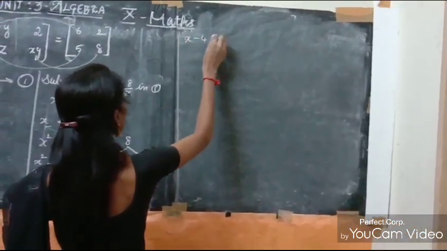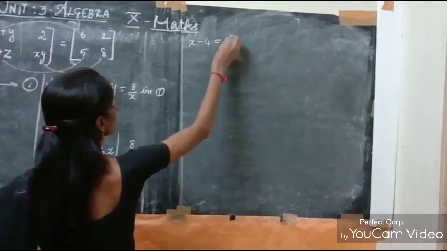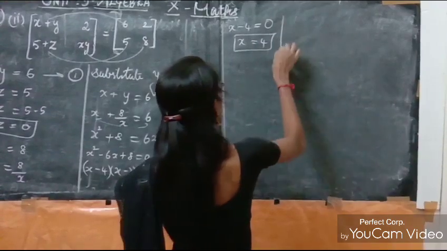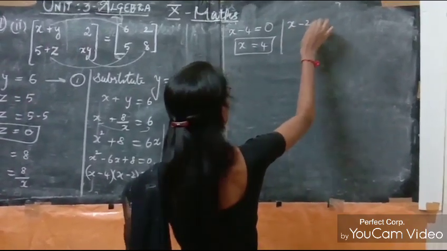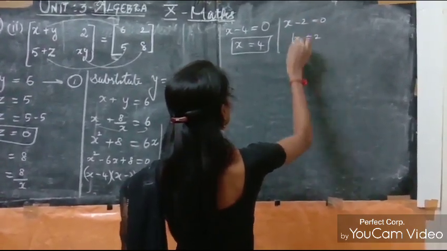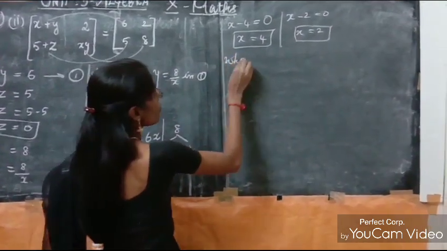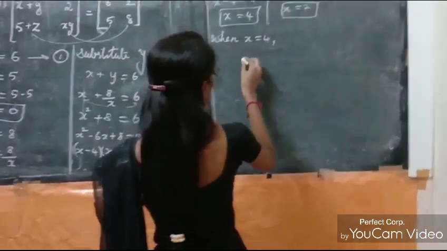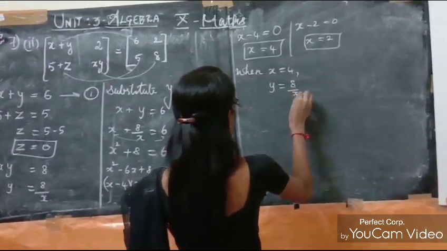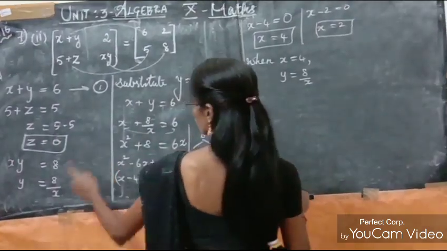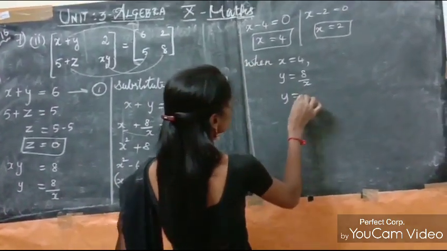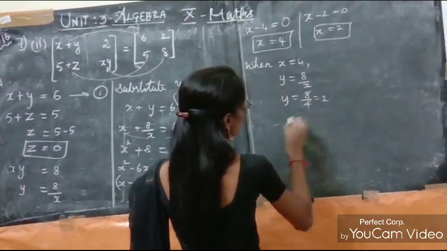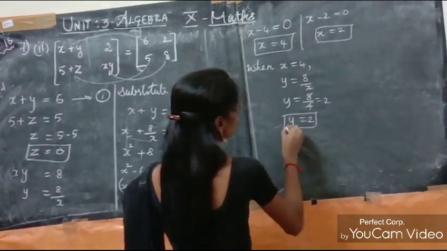Equating each linear factor to 0, x minus 4 is equal to 0, so x is equal to plus 4. Then x minus 2 is equal to 0, so x is equal to plus 2. When x is equal to 4, the y value is y equal to 8 by x, which is 8 by 4. 4 ones are 4, 4 twos are 8, so y is equal to 2.